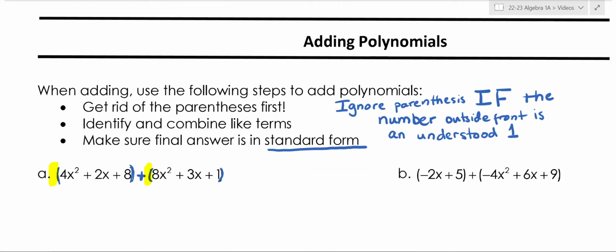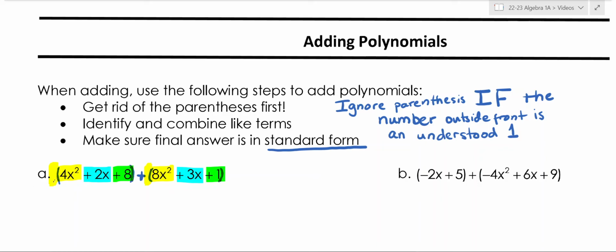All right, I see 4x squared and 8x squared are like terms. I see this 2x and that 3x are like terms. And this constant and this constant are like terms. Okay. I know you can do this in your brains, but once again, it's a teaching video.